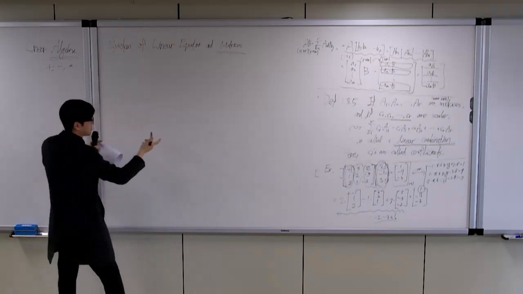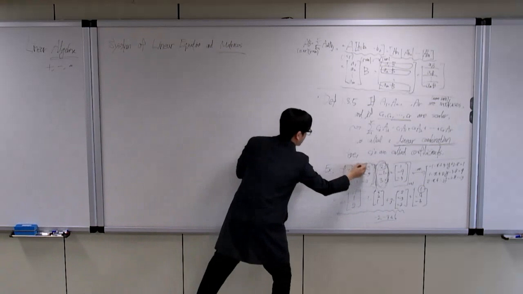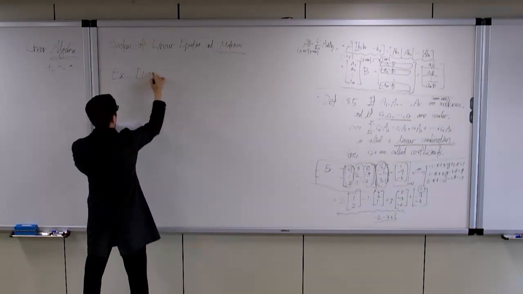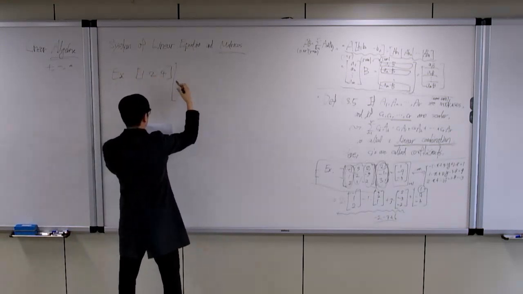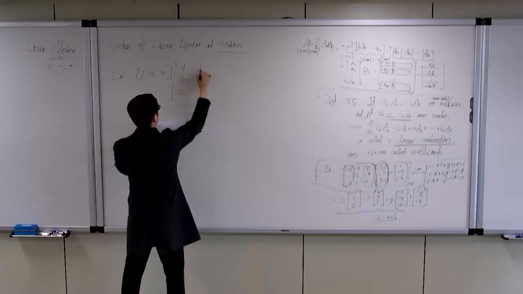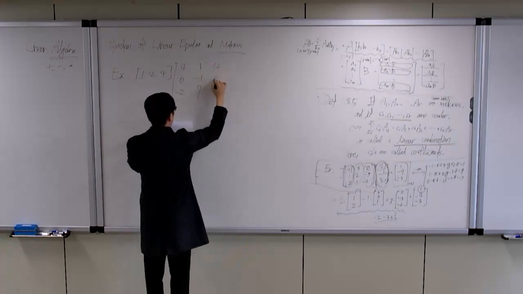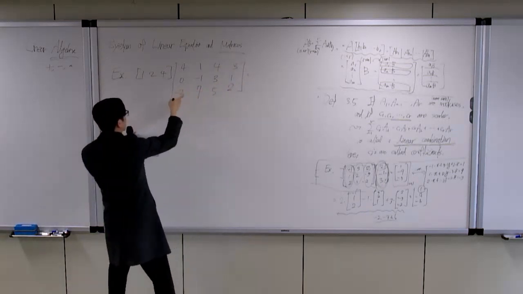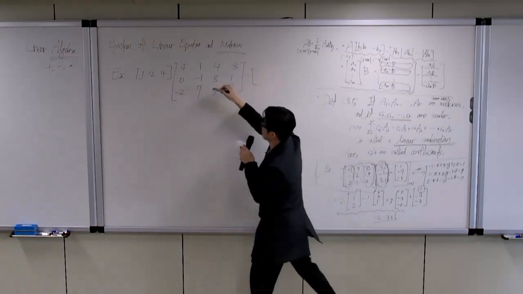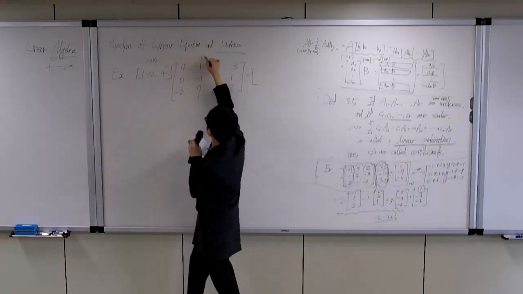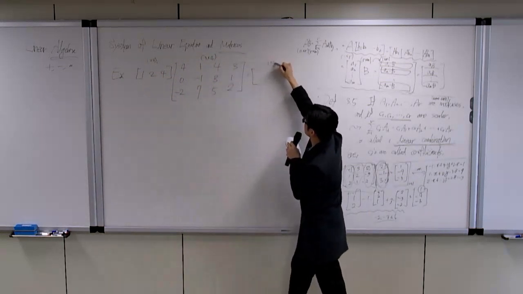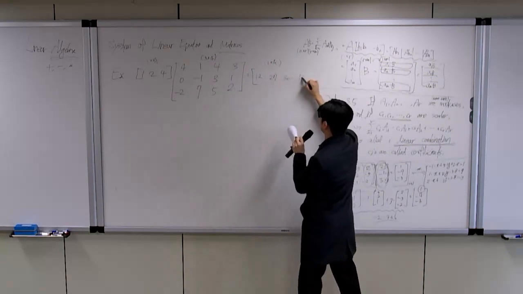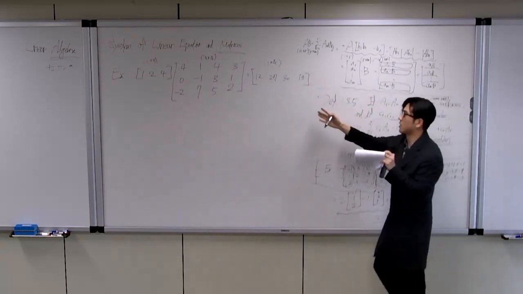Okay, so I will give this example. If we have this matrix multiplication, then by calculating this, we will get a one times 4 matrix, and if we calculate this, we get the row matrix.